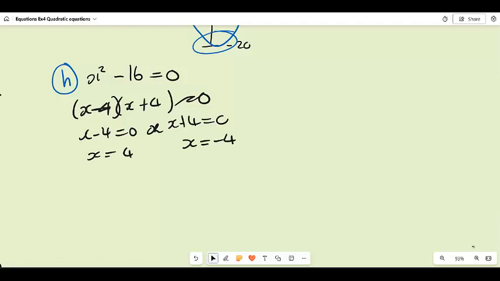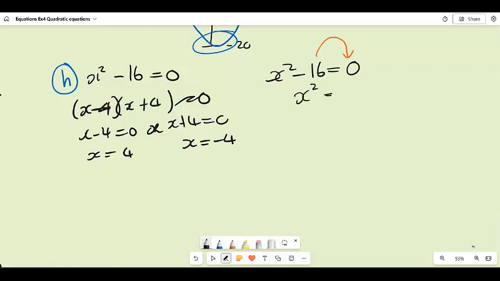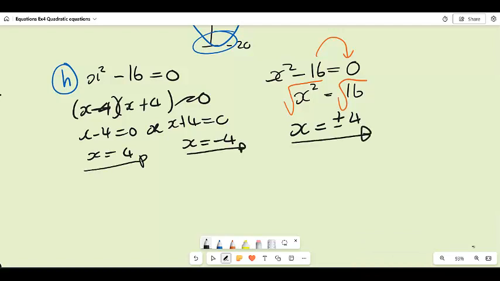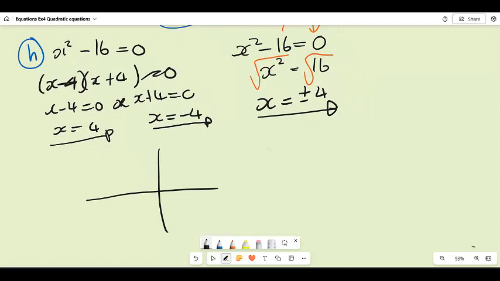That's one option. Option 2, when you see x squared minus 16, again, difference of squares, what you can do is you can actually take the 16 over, which means you're left with x squared is equal to positive 16, and then you square root both sides because they're both squares, which means that x is equal to plus minus 4. Notice that the answers are the same. So two methods to do a question like H. How do we sketch this? You have minus 4 and you have positive 4, and essentially your graph will look like this.